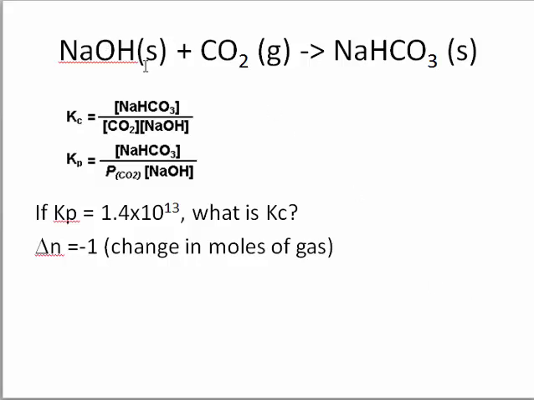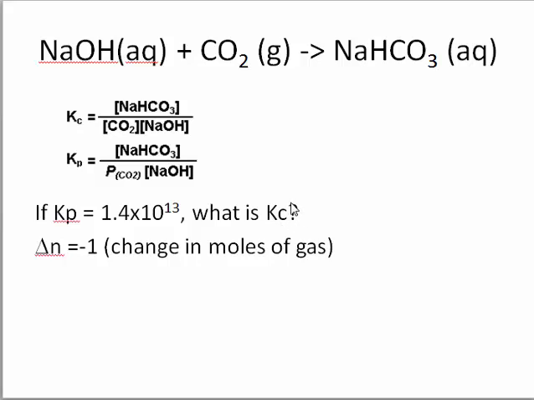Alright, let's consider another example involving the reaction of sodium hydroxide solutions with carbon dioxide to make sodium bicarbonate solutions. This is a means of actually removing carbon dioxide from the air. The Kc for this expression would be this. The Kp, since we have one gas, would simply replace a concentration with pressure and would be written like this. And one might ask, if Kp is 1.4 times 10 to the 13th, what is Kc?